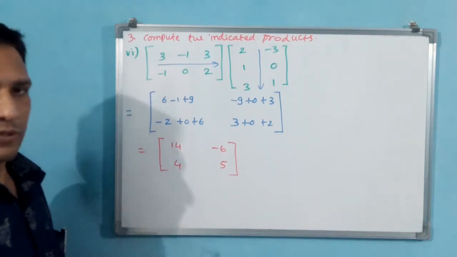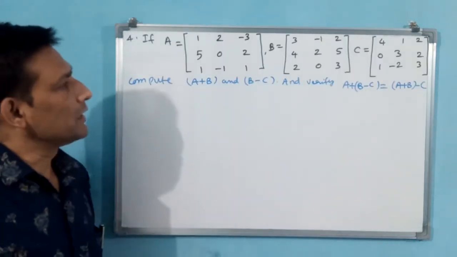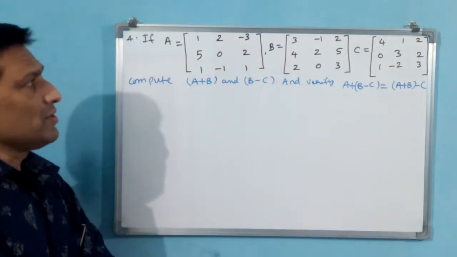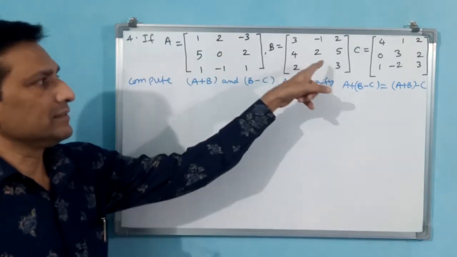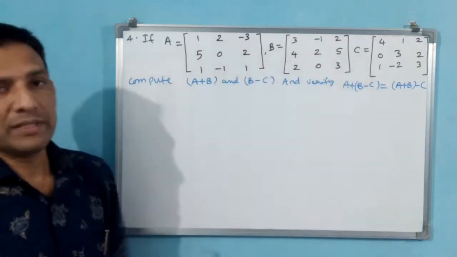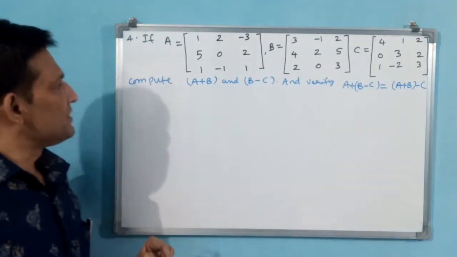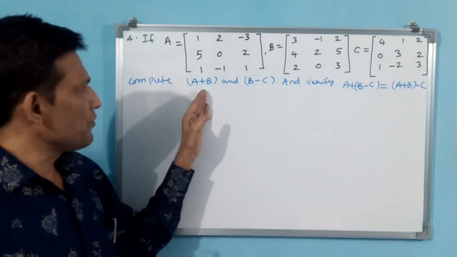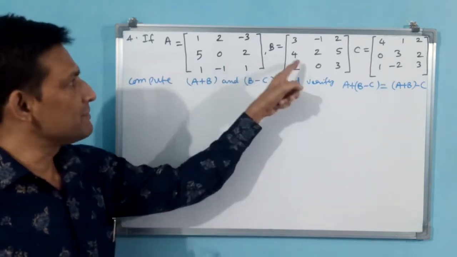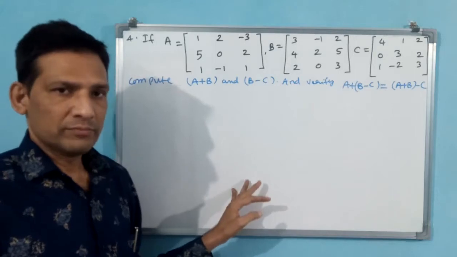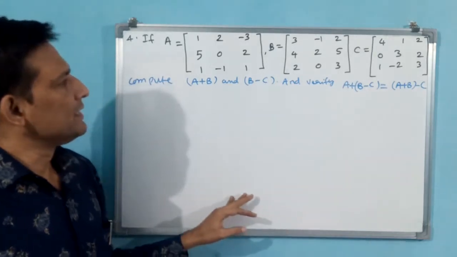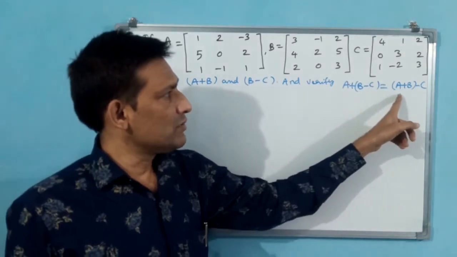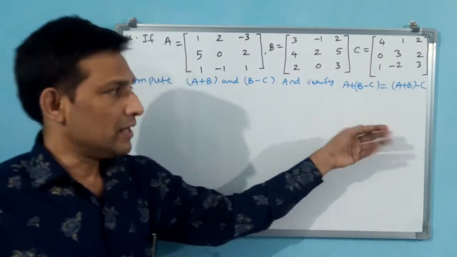Let us go for fourth. Fourth question. Okay, what they have written? 3 matrices they have given, A, B, C. All are 3 by 3 matrix. Now see, two parts are there. First part: compute A plus B and B minus C. Second part: verify A plus B minus C is equal to A plus B minus C. This you have to write.